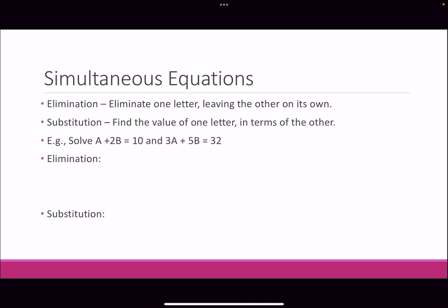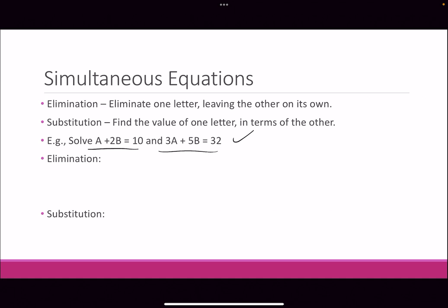Whereas substitution is finding the value of one letter in terms of the other letter, so a in terms of b, and then substituting back in place of a, and finding an equation in one term, or with one letter. It might be a bit confusing if I don't show it to you visually, so we'll go over this with a question. We're solving a plus 2b equals 10 and 3a plus 5b equals 32. We're trying to find what a and b are.